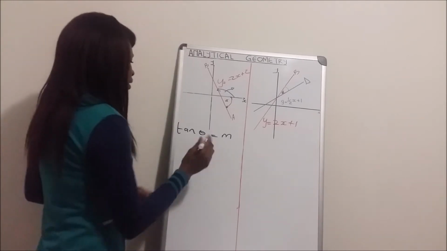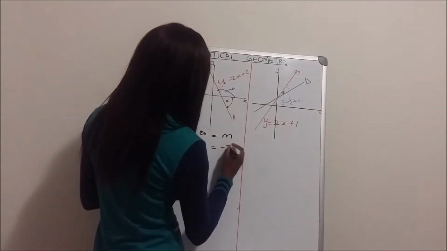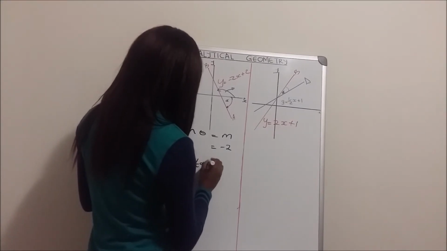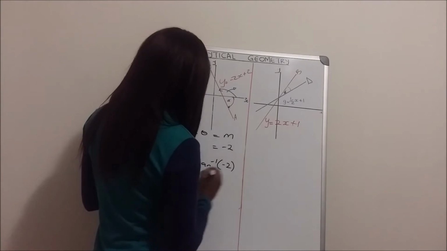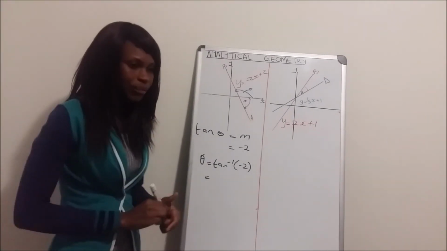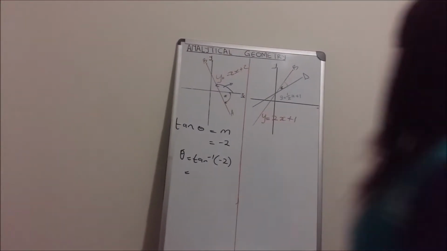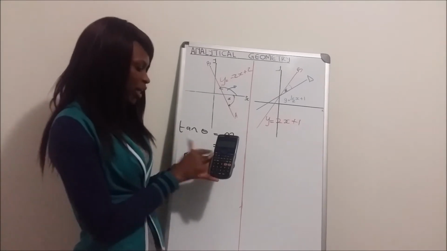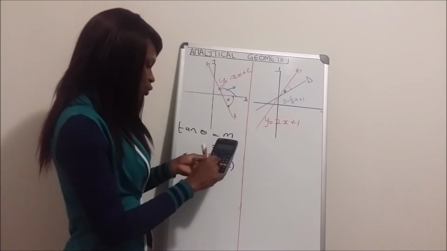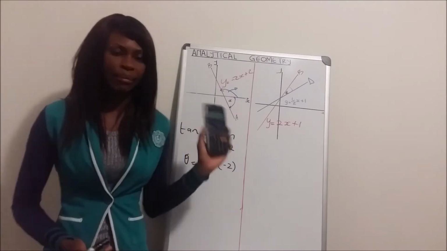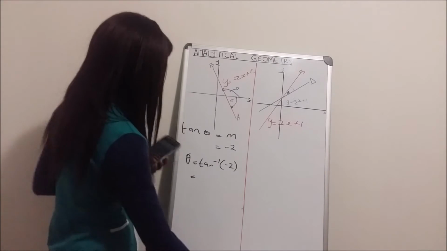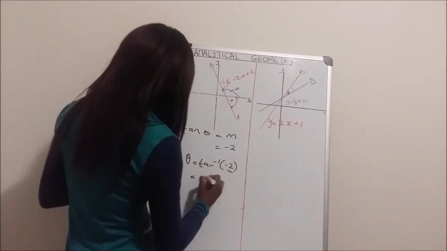Then tan theta for this case is equal to negative 2, which is the gradient. To find theta, it will be tan inverse of negative 2. Using a Casio calculator like mine, you press shift, tan, negative 2, where negative 2 is the gradient.